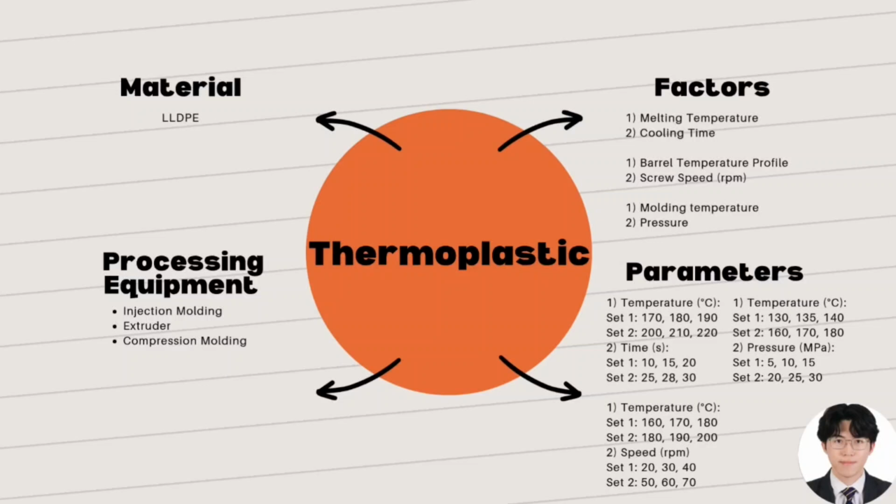If the temperature is too low, the LLDPE may not melt completely. If the temperature is too high, the product may form bubbles. After processing, we will inspect the final product for defects such as incomplete melting, poor surface finish, and deformation. This helps us understand how processing parameters affect the final quality of the thermoplastic product.